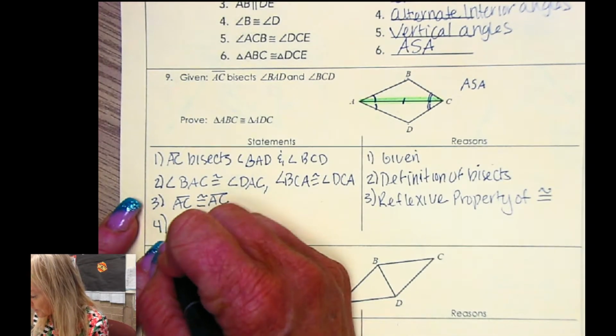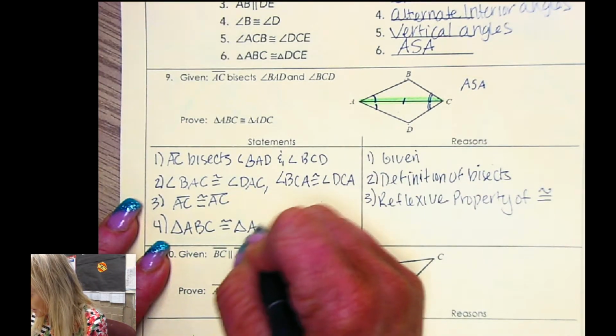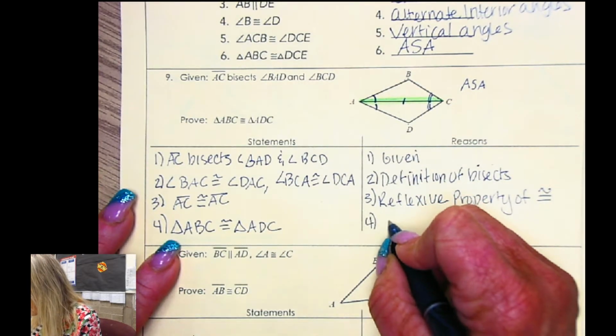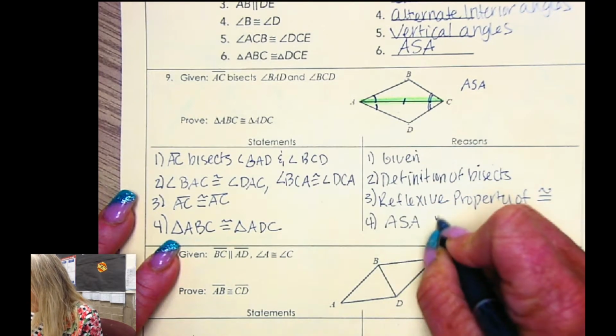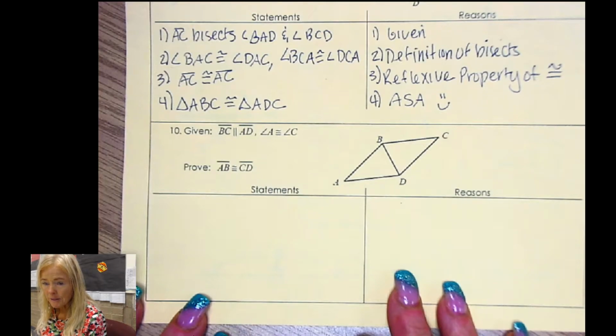So therefore, triangle ABC must be congruent to triangle ADC, and that's by angle side angle. Right? So that's number 9 for the proof. Now we'll move on to number 10.